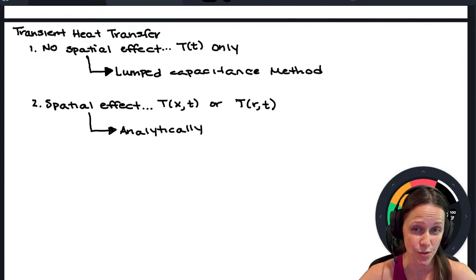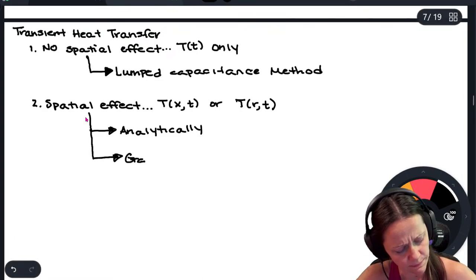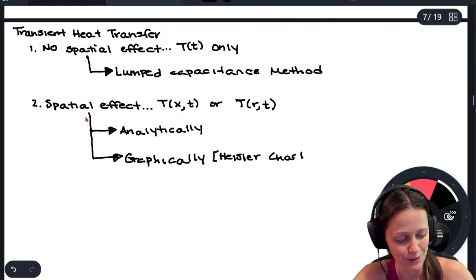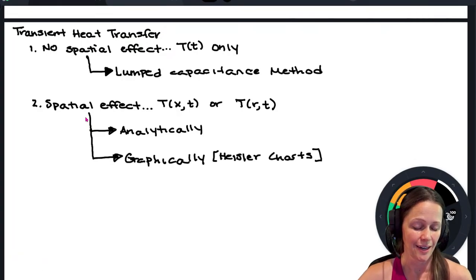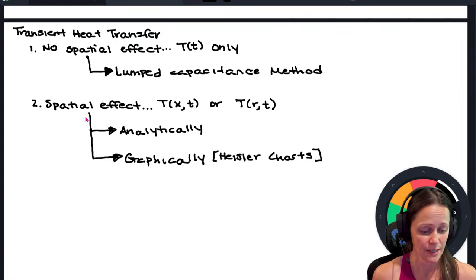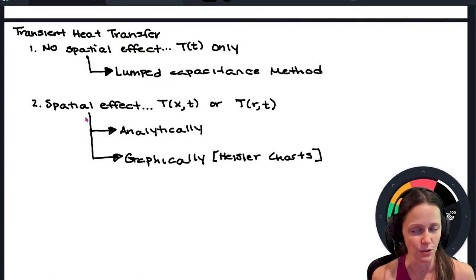We also have something called Heisler charts. So this would be graphically. I am not a big fan of the Heisler charts, but some people really like them. If you didn't like the psychrometric charts from thermodynamics, you really won't like these, because the lines are even closer together, and some have a logarithmic scale, which adds to the difficulty in reading them. But some people really like them. Tomorrow I'll use both methods, so you can decide which you like better, and you can use either one on the test.